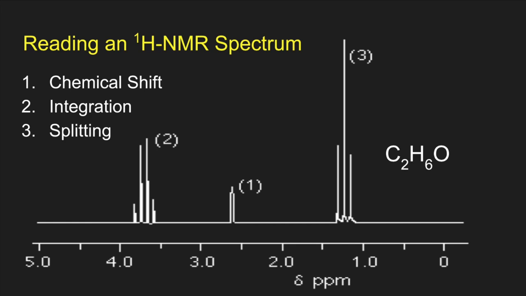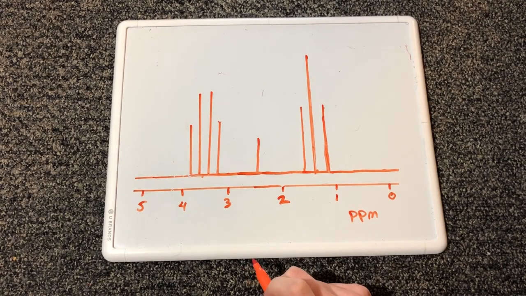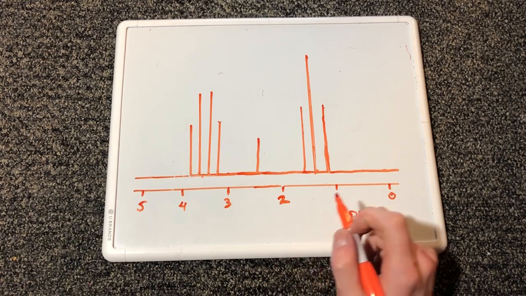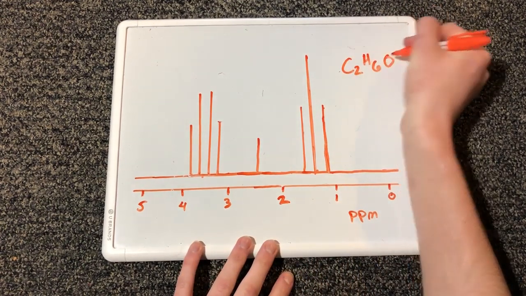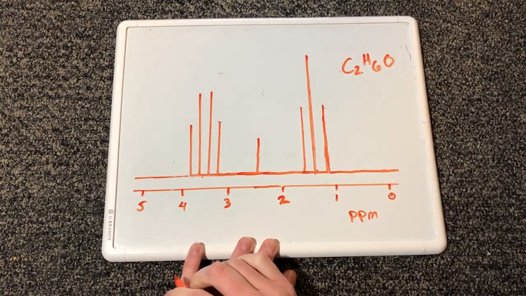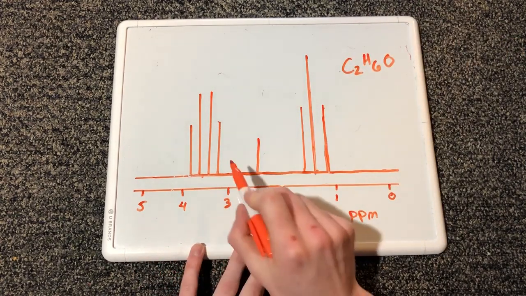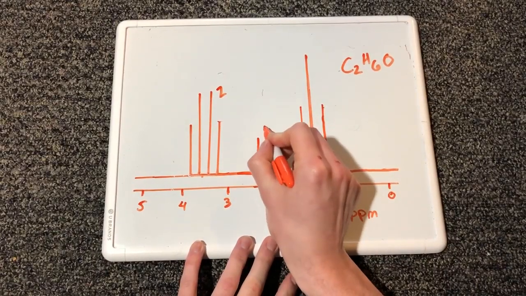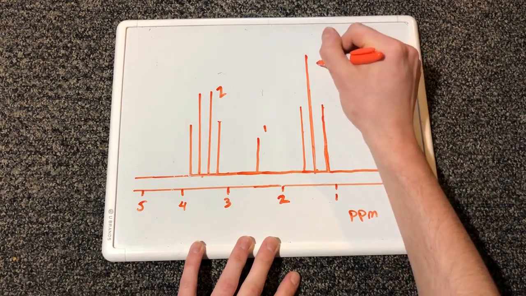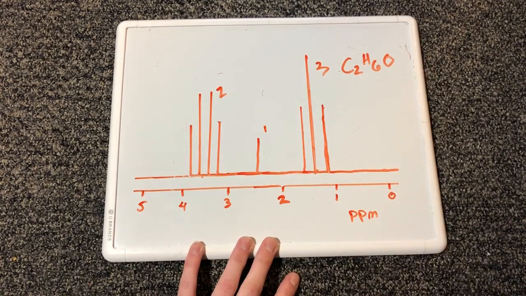Both ethanol and dimethyl ether have the same chemical formula, C2H6O. So let's look at a specific spectrum and determine whether it corresponds with ethanol or dimethyl ether. So here we have the same NMR spectrum as before, and we know that it corresponds with a molecule with the formula C2H6O. But we don't know its structure yet. So let's start by looking at integration. We know that these leftmost peaks are integrated to 2, this peak is integrated to 1, and these peaks are integrated to 3.